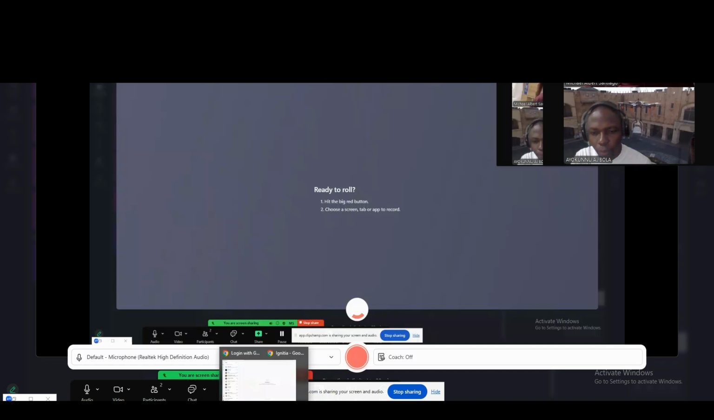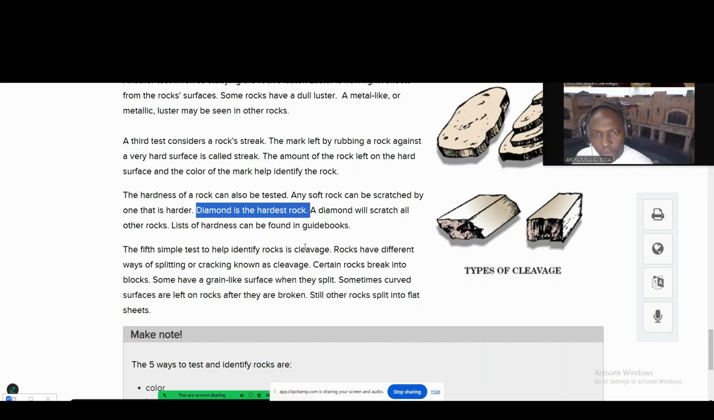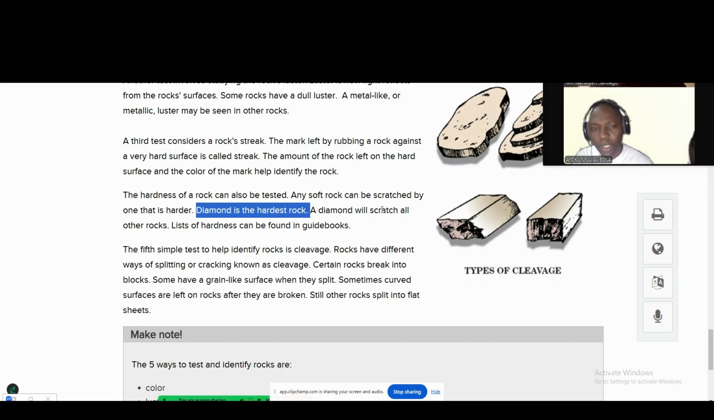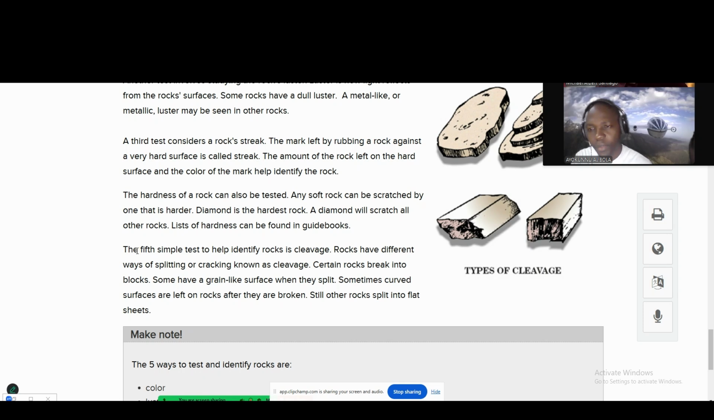Hold on. We were talking about diamond as the hardest substance. I would say diamond will scratch all of the rocks. Then a list of hardness can be found in guidebooks to help us classify rocks. The fifth simple test to help identify rock is cleavage. Rocks have different ways of splitting or cracking, known as cleavage. Is that clear?